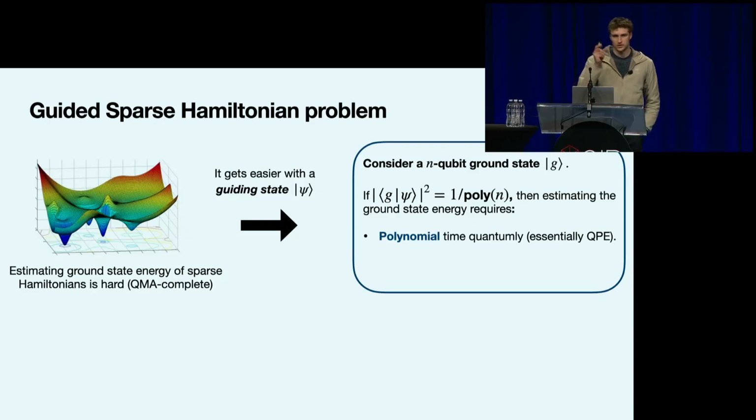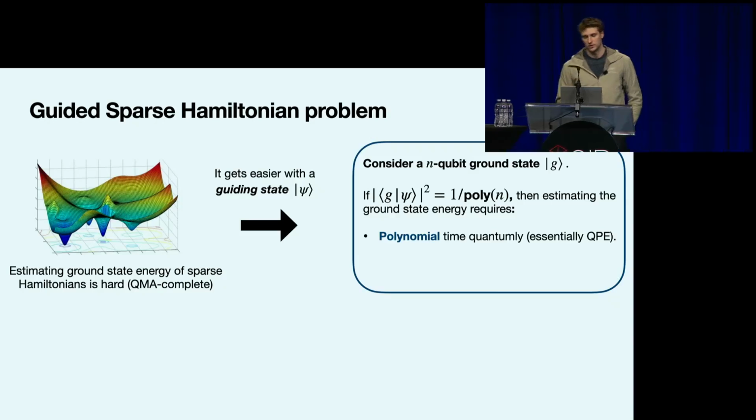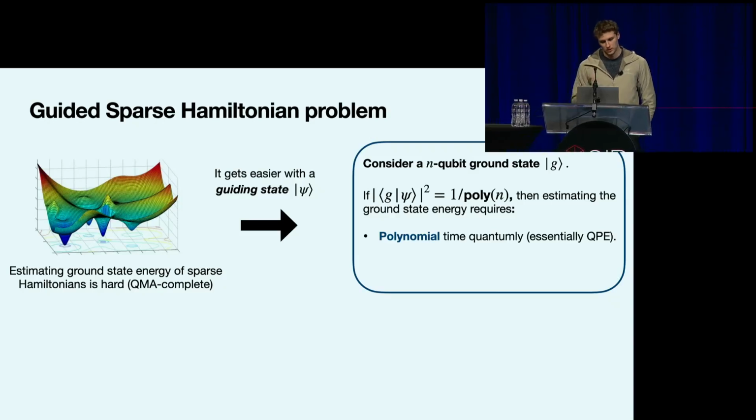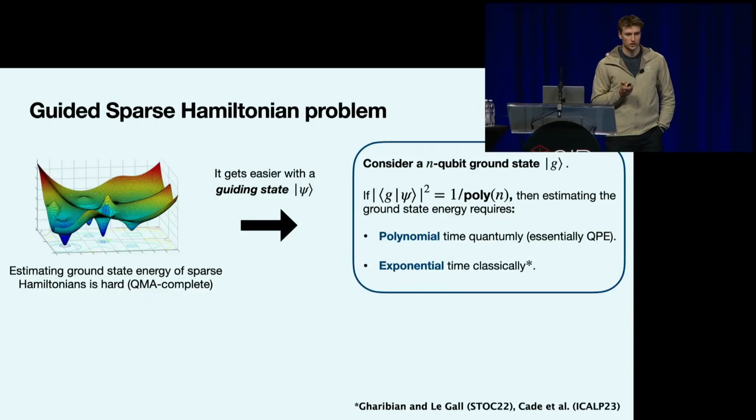Right? You use this guiding state as your initial state, you apply quantum phase estimation many times, and because the overlap between the guiding state and the ground state is very good, you'll find the ground state energy after polynomial repetitions. However, the same problem, even given access to the guiding state, is still exponentially hard classically.